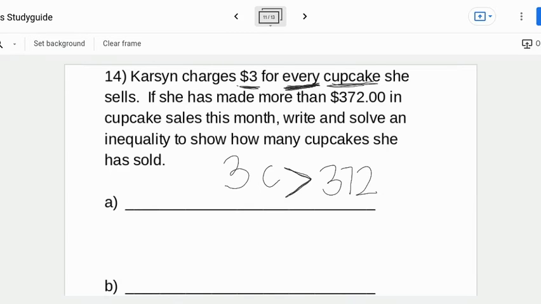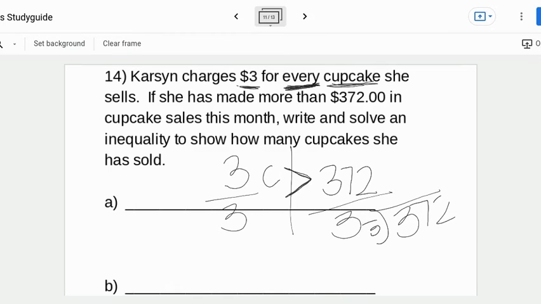Now we solve that, right? We draw our line, we divide by 3. So we take 372 and we divide it by 3. 3 goes into 3 once. Bring down my 7. 3 goes into 7 2 times, which is 6. Subtract, 1. Bring down my 2. 3 goes into 12 4 times.